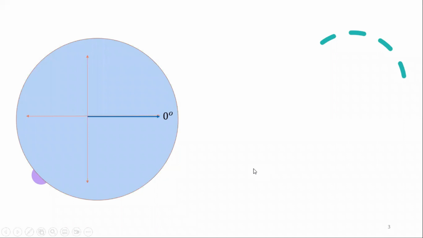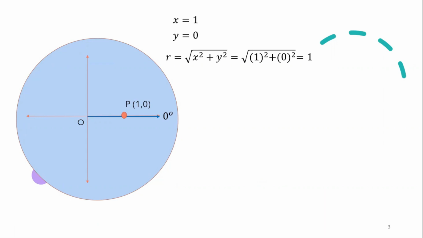So let's start with the 0 degree angle. Consider a point on the terminal side of the 0 degree angle, at 1 unit. Point P is (1, 0). The coordinates of point P are (1, 0), meaning x is 1 and y is 0. So if x is 1 and y is 0, then r is equivalent to 1. Again, r is always positive.